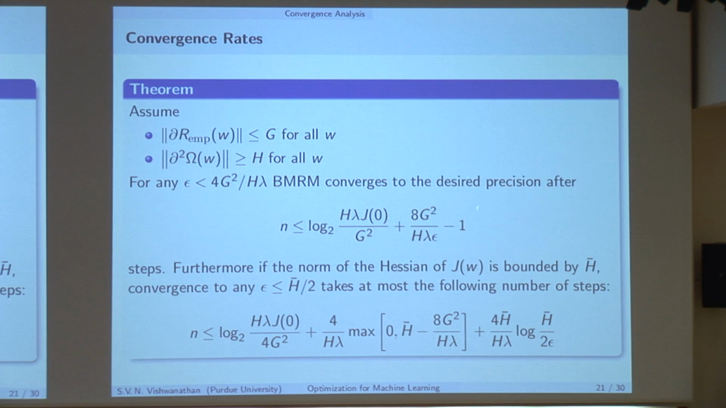So, this is the dominant term, this is the only term that you need to pay attention to, and you get order 1 over epsilon rates of convergence, if your objective function satisfies some benign conditions.